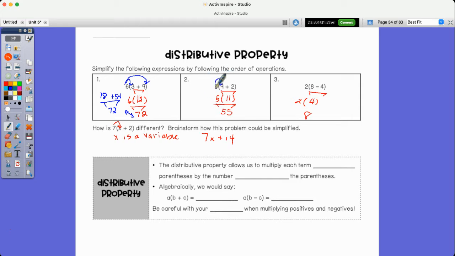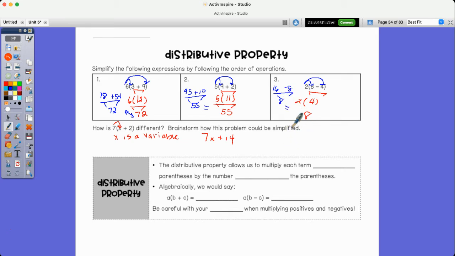How about this? If I distribute it this way, 5 times 9 is 45, and 5 times 2 is 10. Ooh, do I get the same? Look at that. How about this one? 2 times 8 is 16, and 2 times negative 4 is negative 8. Do I get the same thing?